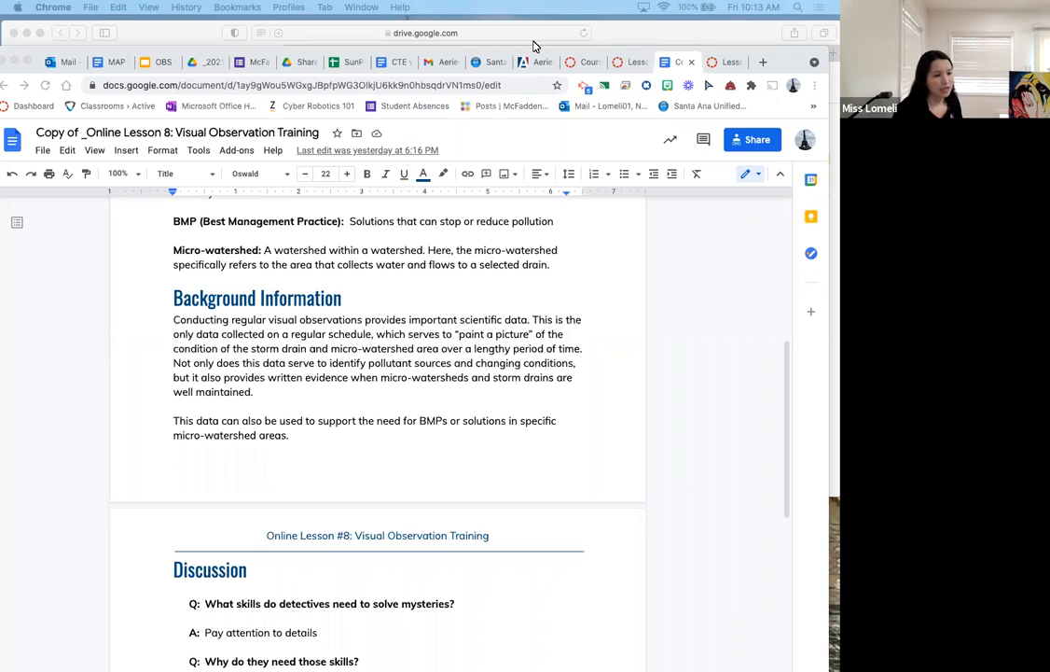Not only does this data serve to identify pollutant sources and changing conditions, but it also provides written evidence that the micro watershed and storm drains are well maintained. This data can also be used to support the need for BMPs or solutions in specific micro watershed areas. So I'm going to teach you how to do an observation.